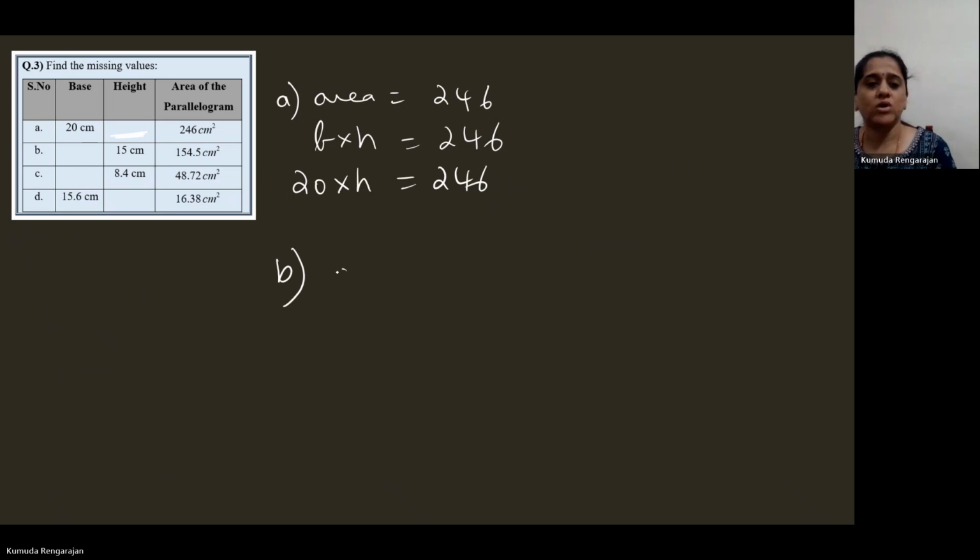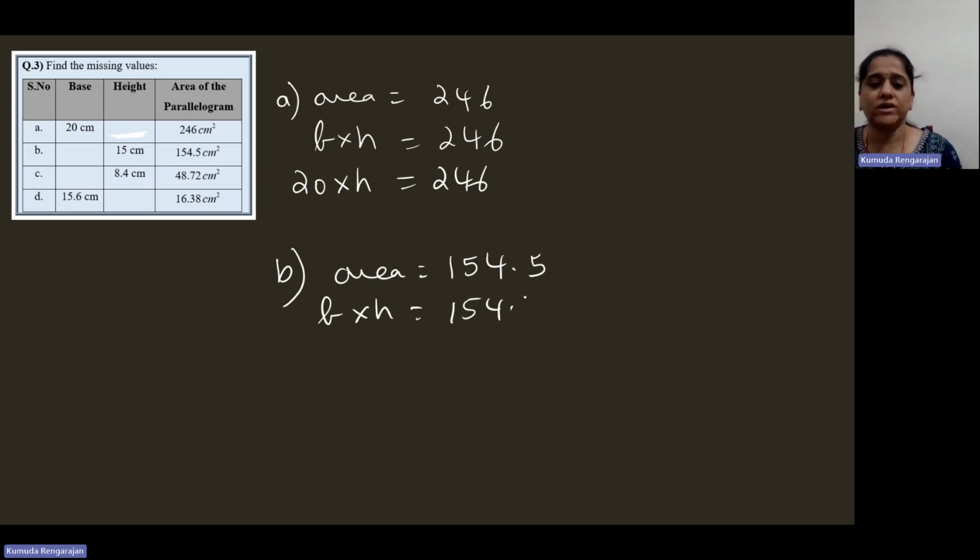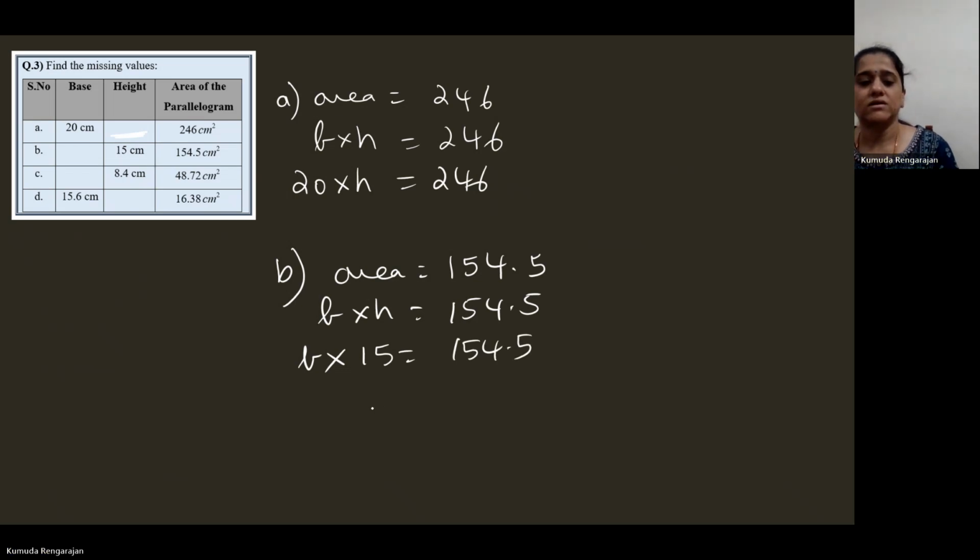Second one. What's the area? Area is equal to 154.5. Correct? Next, base into height is equal to 154.5. Base we don't know, we have to find. Into height, how much? 15, is equal to 154.5. Next step, base is equal to 154.5 divided by 15. Correct?